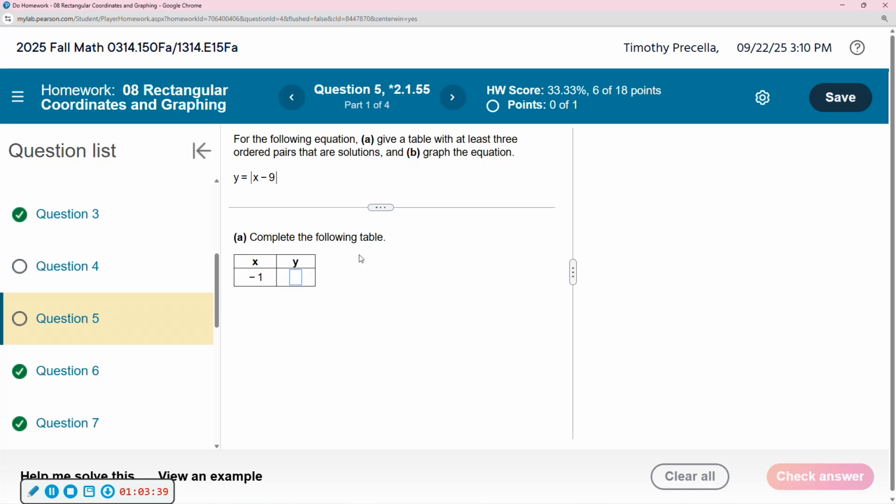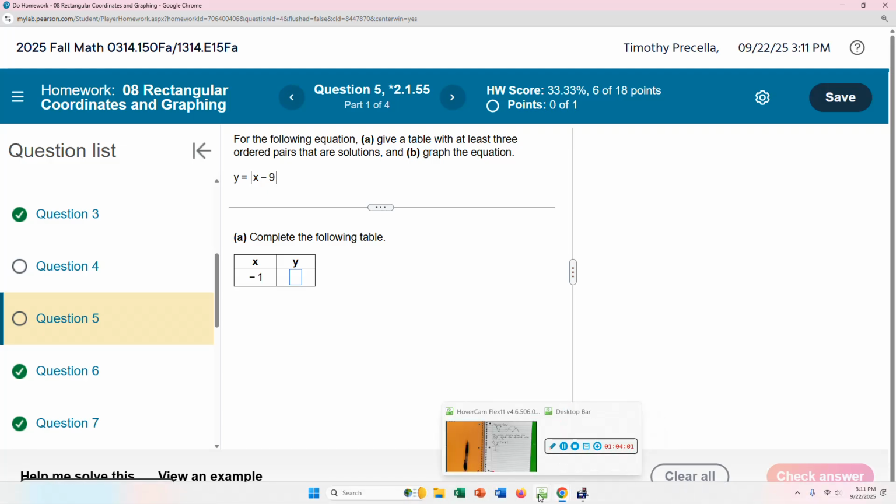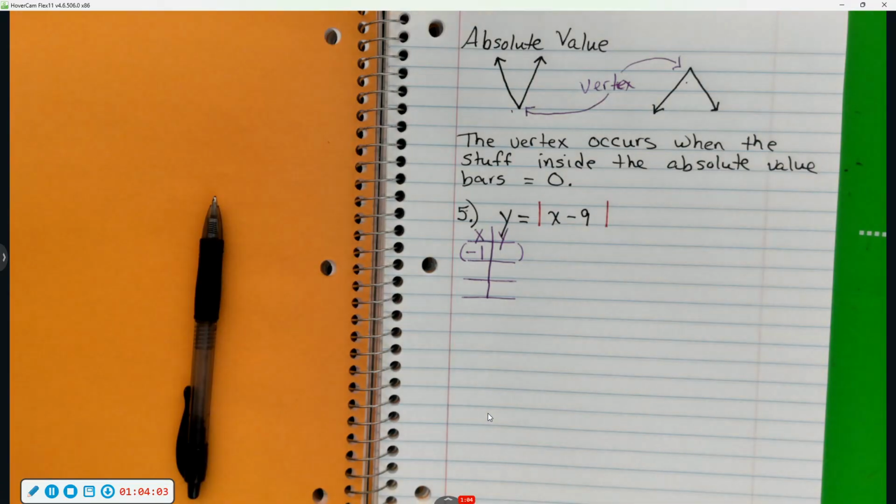Bye-bye. Okay, so in words, what are we doing on this one here? Complete the following table. It's telling us to plug -1 in for x. This is one where we have to do it one at a time. Do one, type in the answer. So a little bit slower.